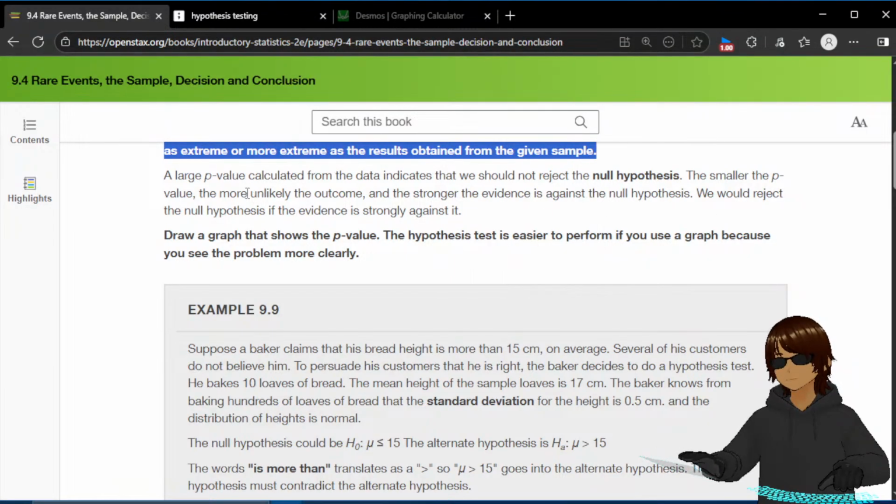The smaller the p-value, the more unlikely the outcome. The stronger the evidence is against the null hypothesis. You should reject the null hypothesis if the evidence is strongly against it.